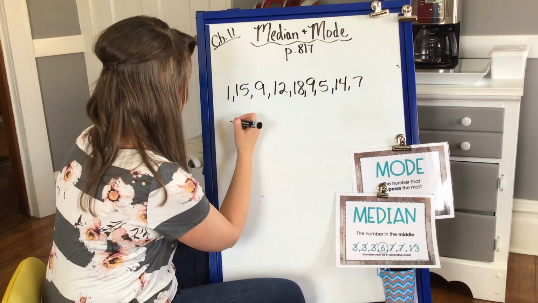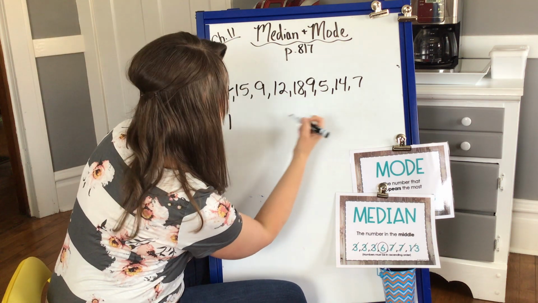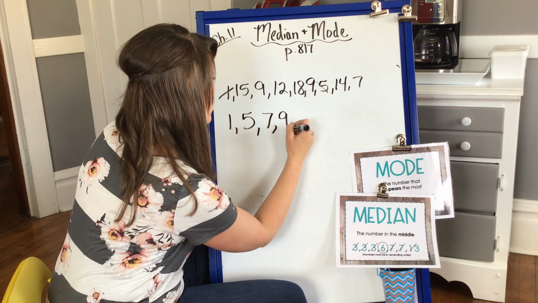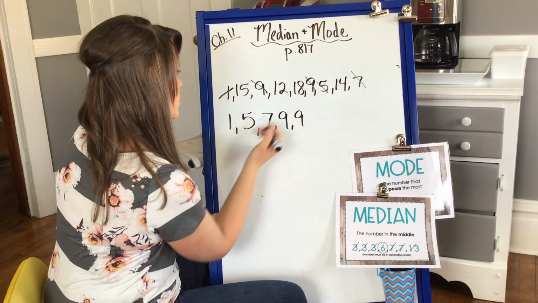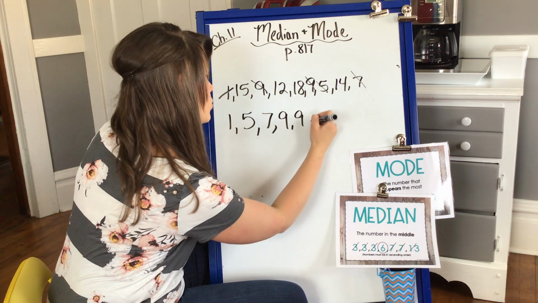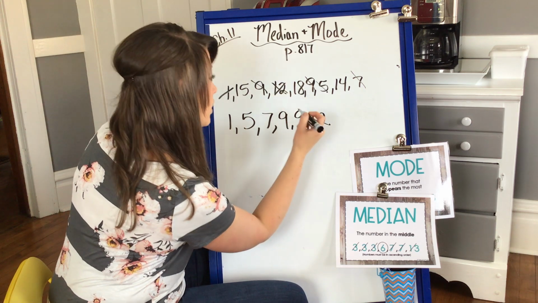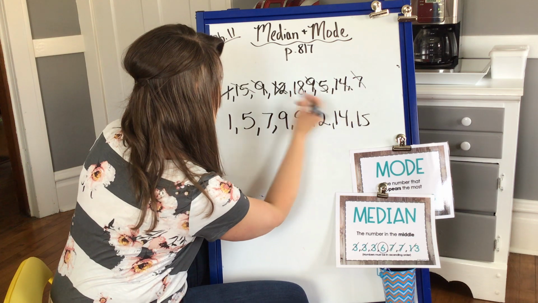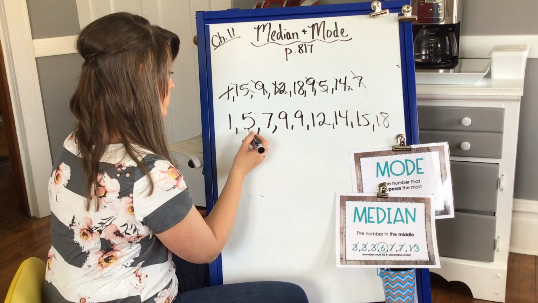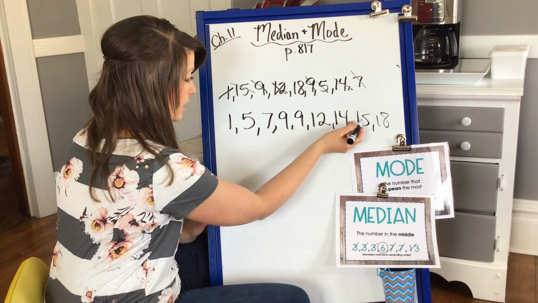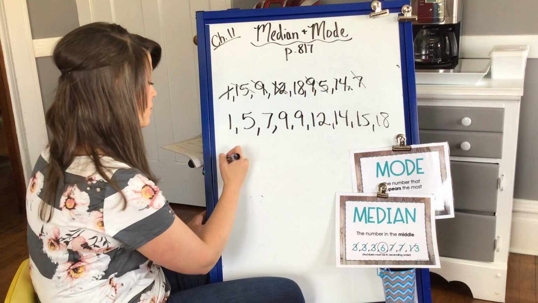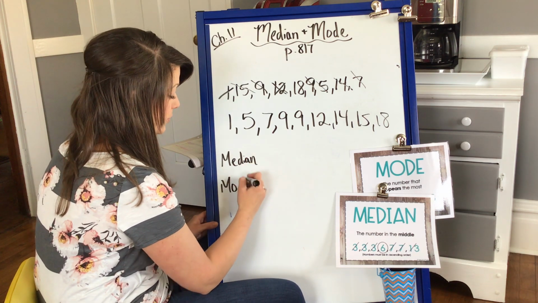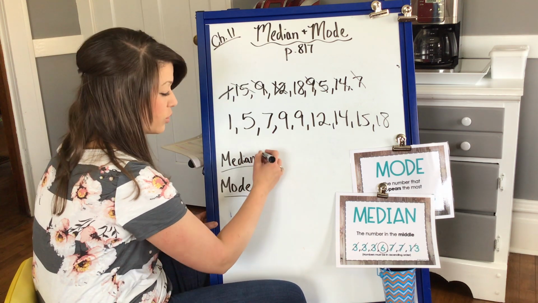So I'm going to go through 1, and then my next would be 5, and then 7, and then it looks like I have 2 9s, 12, and then 14, 15, and 18. So I count: 1, 2, 3, 4, 5, 6, 7, 8, 9. Typically, the most common reason students get these problems wrong is because they make goofy errors, like they copy them wrong or they forget a number. So it's not really because students don't want to do it, it's just goofy errors.